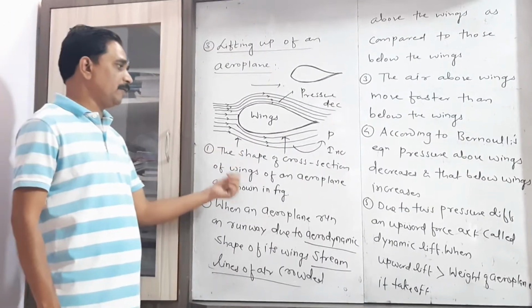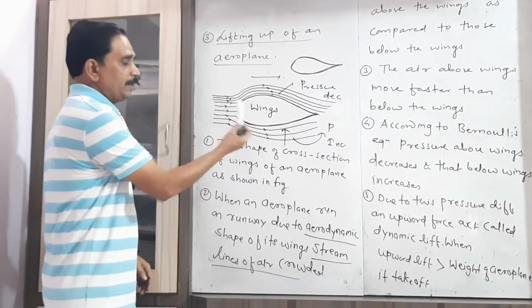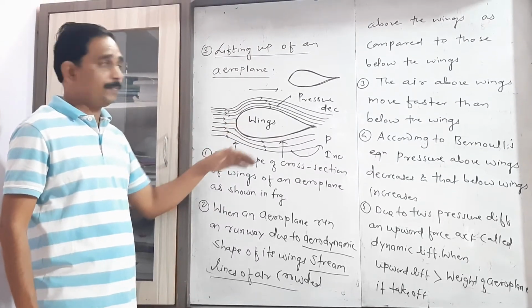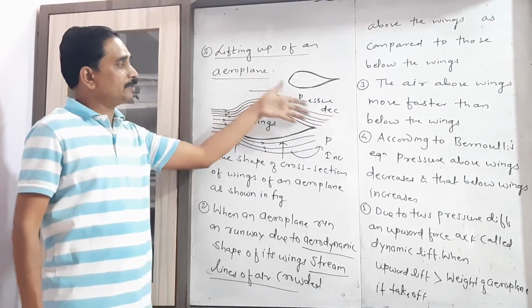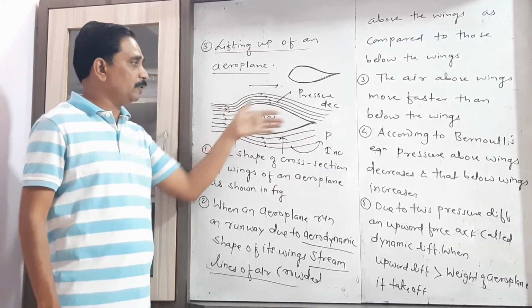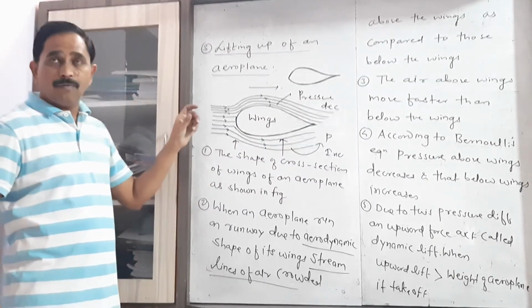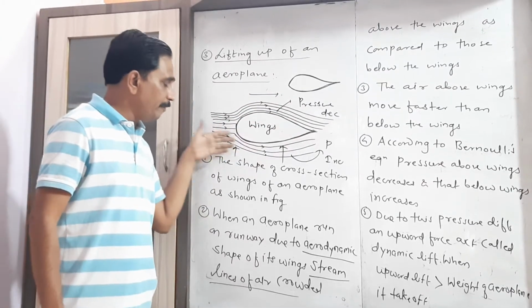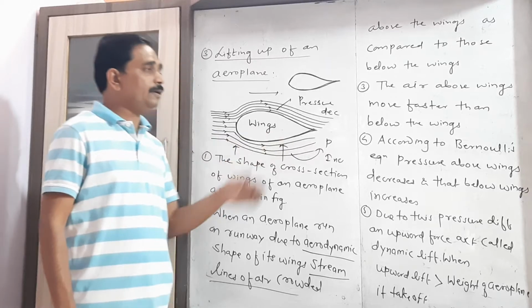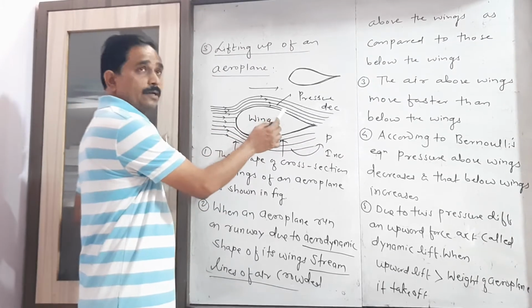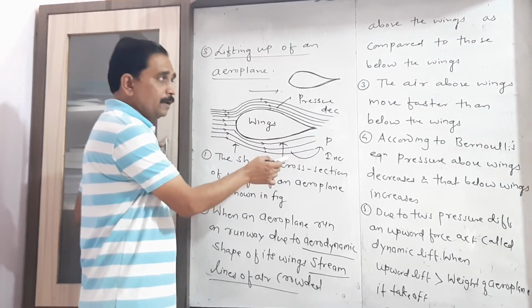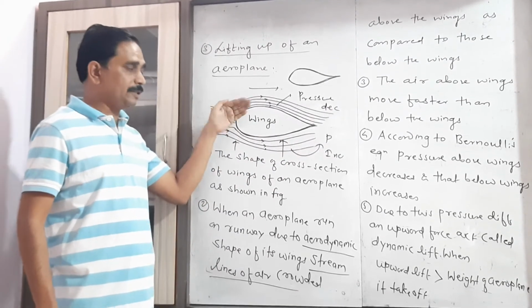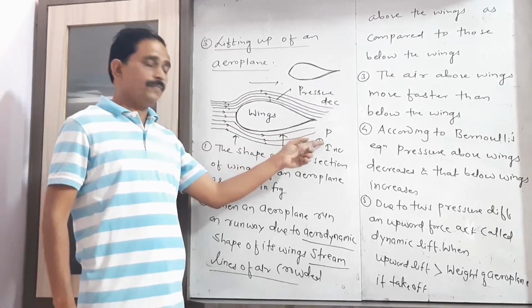Because of the particular shape of the wings, that shape is aerodynamic. Because of that, the different layers of air passing over the upper surface of the wings form a crowded region, and they move faster than the air which moves from the lower end of the wings. Because of this difference in streamline flow, a pressure difference occurs. The pressure on the upper surface of the wings decreases, and is less than the pressure below the wings.